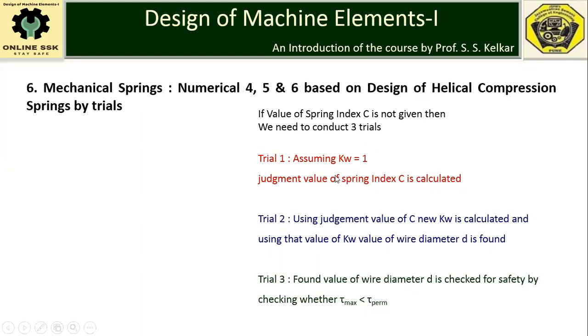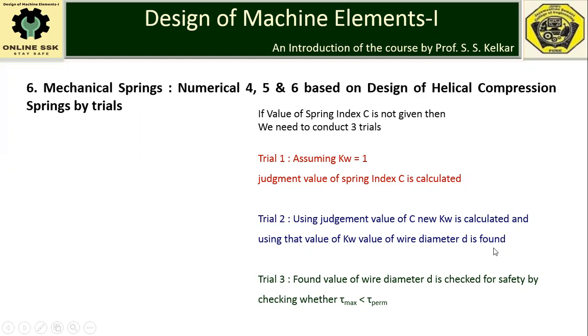Assuming this, we need to calculate small d, the wire diameter, and based on that, some value of spring index, capital D upon small d. That spring index is called the judgment value of spring index C. Then we have to proceed to trial number 2. Here we use the judgment value of spring index C, which we calculated during trial number 1, to calculate the judgment value of Wahl factor Kw, and using that we calculate wire diameter d.